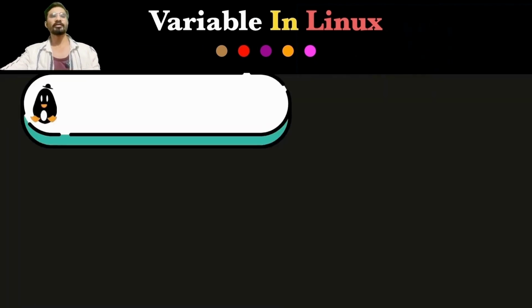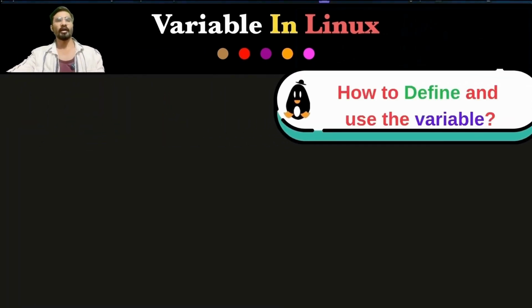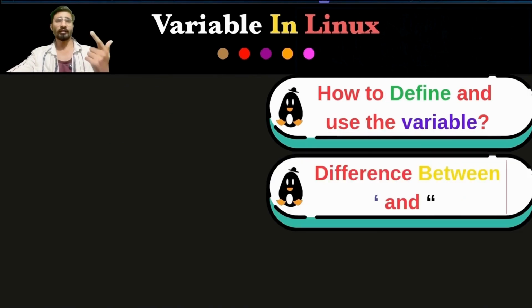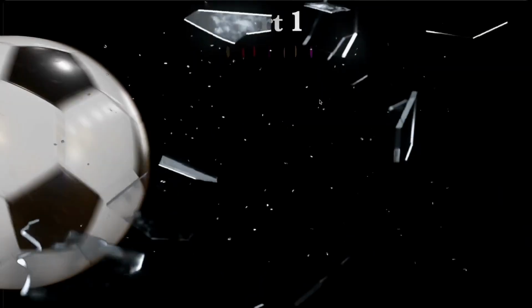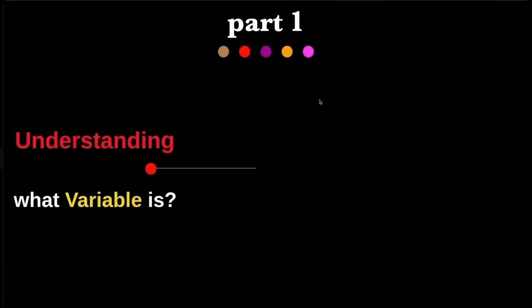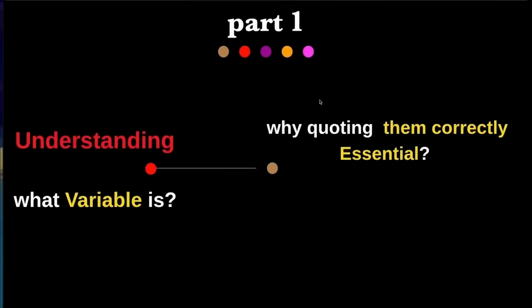By the end of this video, you will know how to define and use variables in Bash, understand the difference between single and double quotes, and properly reference variables with $. Let's move to part 1: understanding what variables in Bash are and why quoting them correctly is essential. That we will come to know in this video.